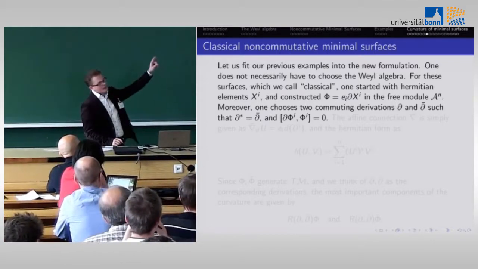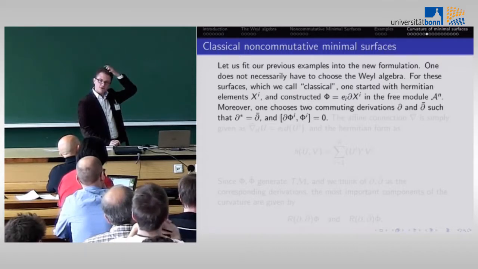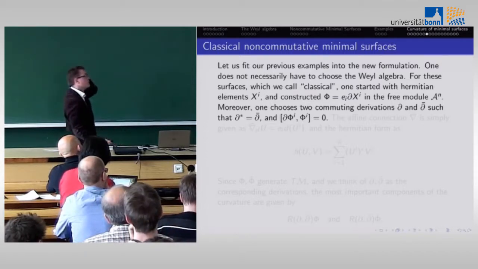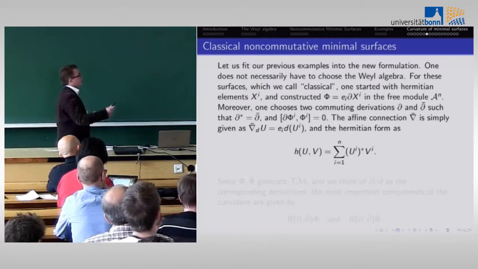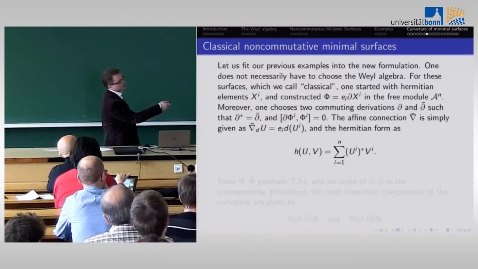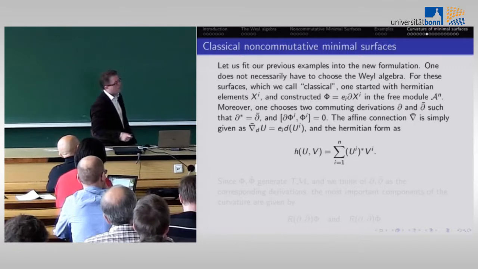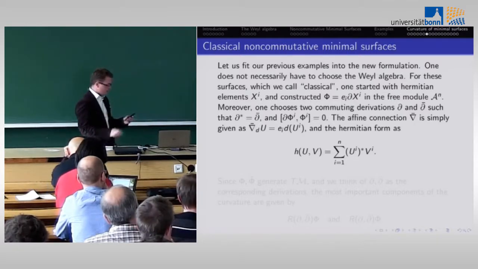But you can imagine any algebra satisfying these things, and I can do what I want to do now for these algebras, so it's not so important. And what more? The affine connection is simply given as the standard Grassmannian connection on a free module, just differentiating every component. The Hermitian form is the standard one as well on this free module.